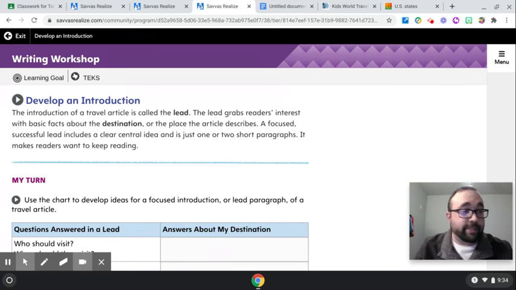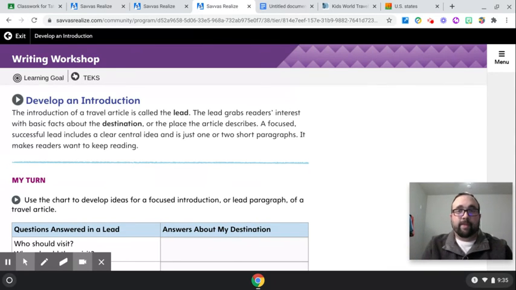Which reporters call the lead. Remember lead paragraph? You can go back and watch the video last week about lead paragraph. A clear central idea about the travel destination or place the article describes. So that's what the lead is. It is a clear central idea about the travel destination. And then basic facts about the destination and writing that interests, surprises, or otherwise hooks the reader.